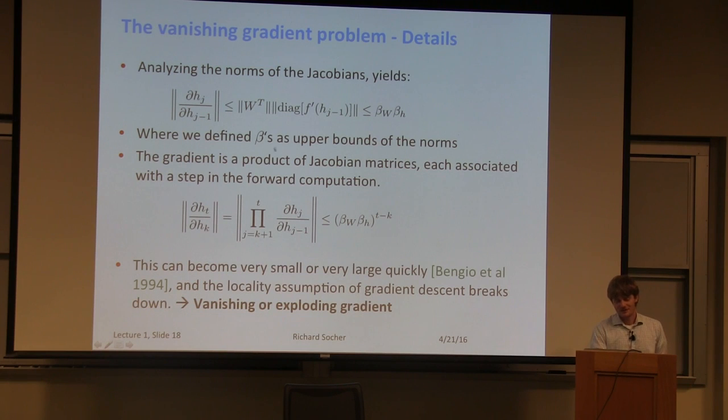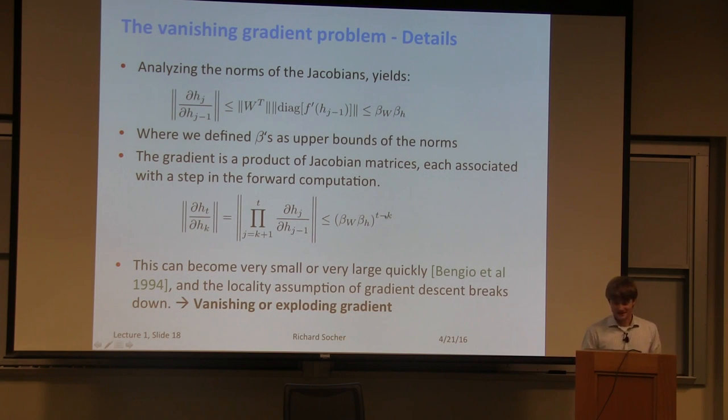Now, the gradient in total is this product of all these Jacobian matrices, right? And each of these is associated with a step in the forward computation until the current time step t. So basically, once we try to upper bound the norm of all of these Jacobians multiplied with each other, we can get to this final output here, which is our beta W times beta H to the power of t minus k. Right, all the possible matrices, and basically applying this simple upper bound.